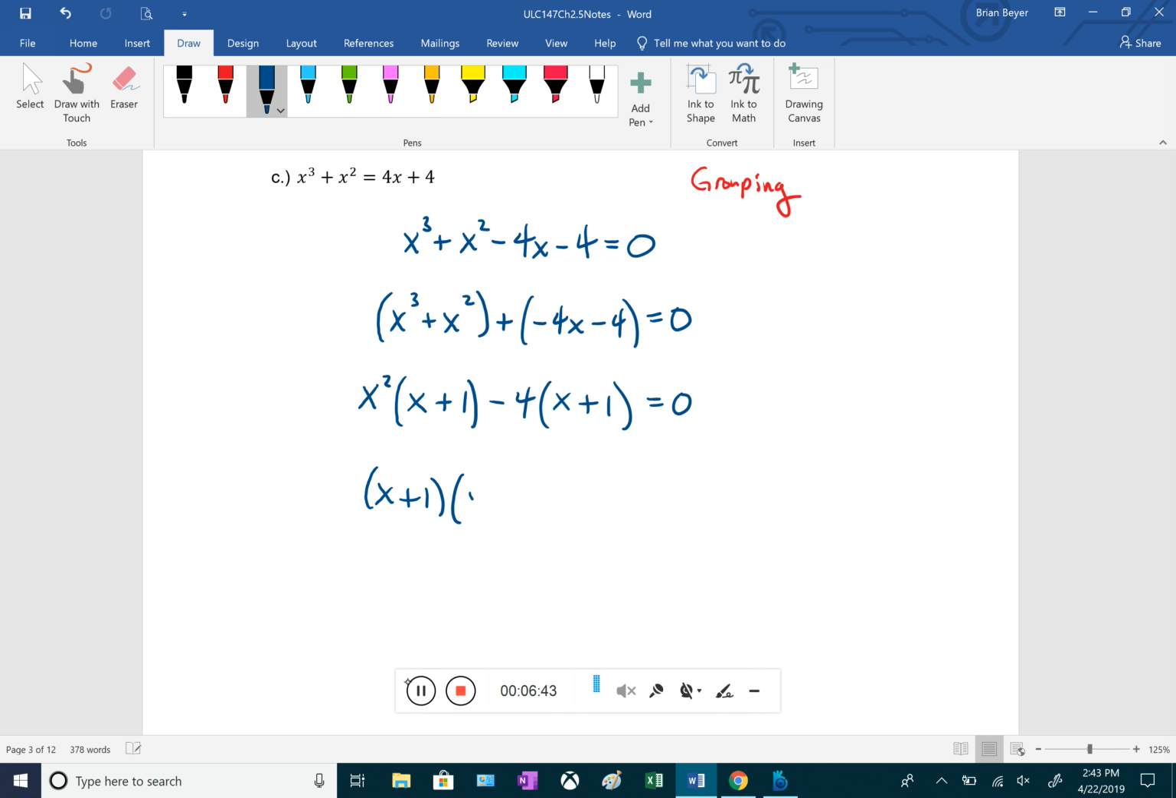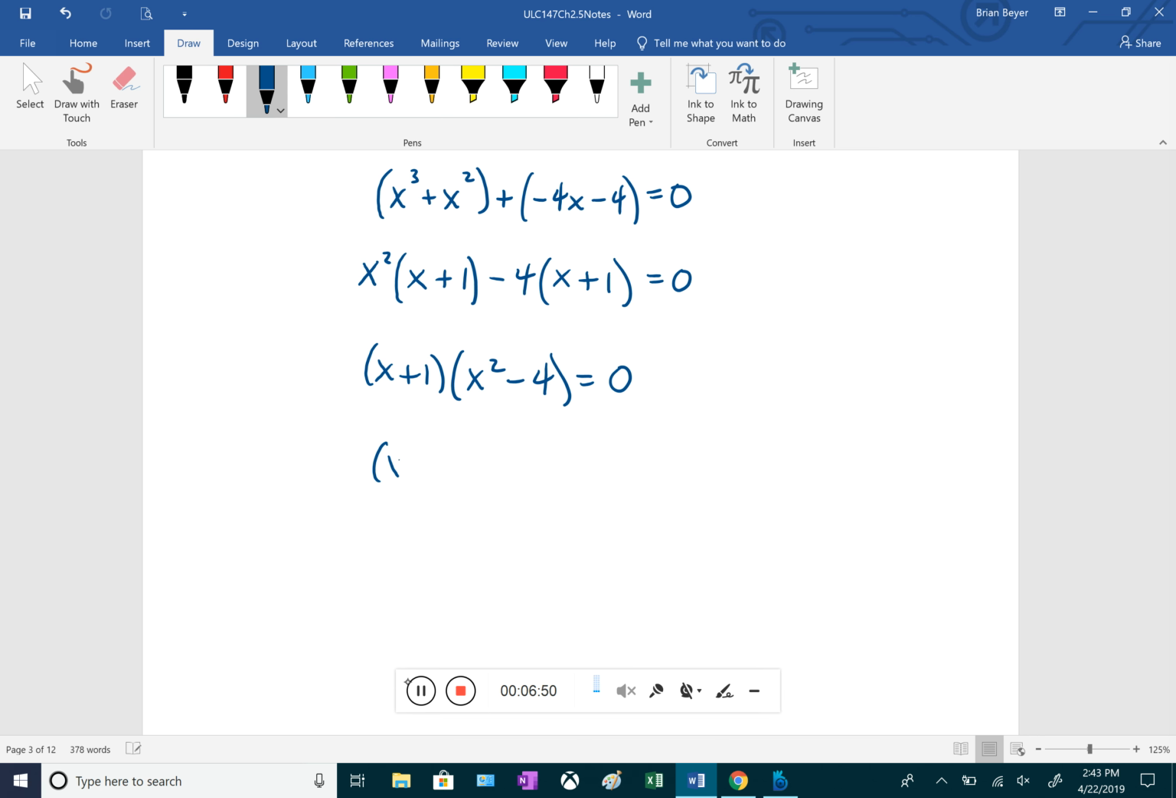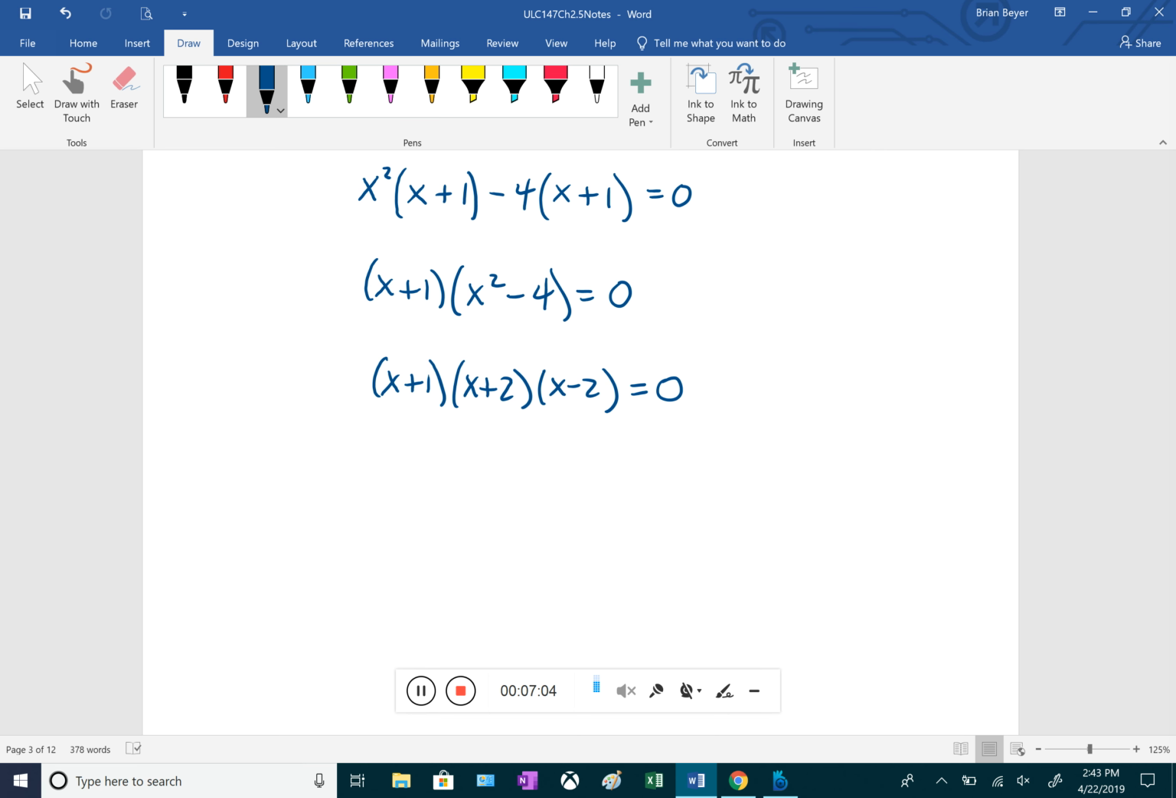So when we factor out the x plus 1, we're left with x squared minus 4. We can factor the x squared minus 4. Difference of squares, x plus 2 times x minus 2 equals 0. And now we have these nice linear factors. We factored it as far as we could. And now we're going to set all of these equal to 0 separately. So we get x plus 1 equals 0. X plus 2 equals 0. Or x minus 2 equals 0.